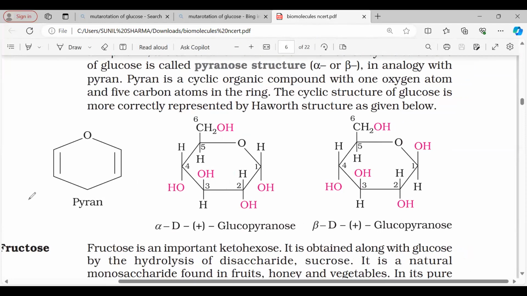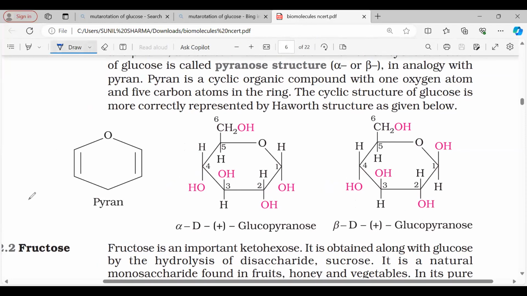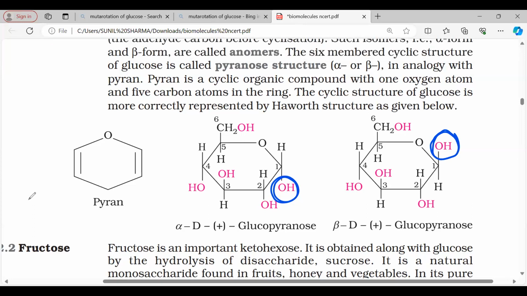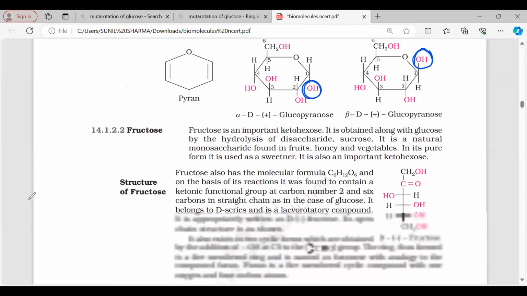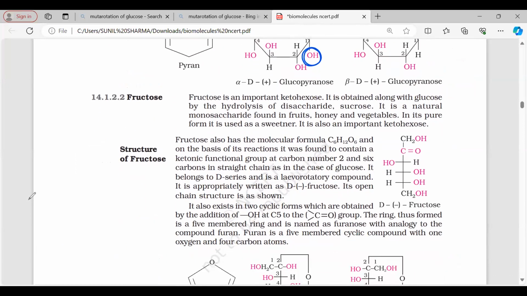So if the OH is towards this side, then it is alpha, and if the OH is towards this side, the anomer is beta. These two are anomers of each other. Got it? Yes, sir. Anybody has a question? No, sir.